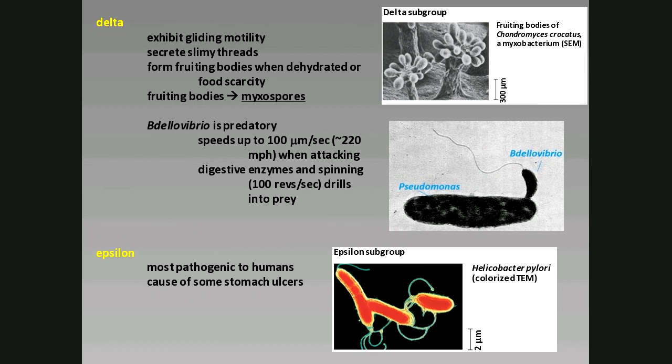Epsilon bacteria, many of these are pathogenic to humans, and for some folks finding this out has actually been helpful, because we found out that some folks suffer from stomach ulcers caused by the bacterium Helicobacter pylori. So with just a few simple antibiotics, these folks have been relieved of their symptoms.